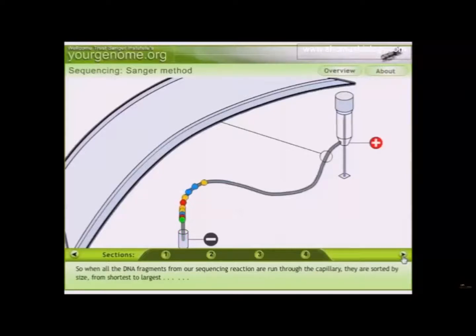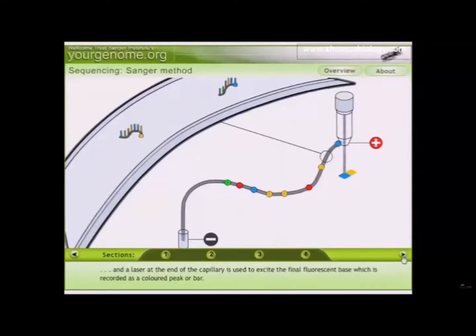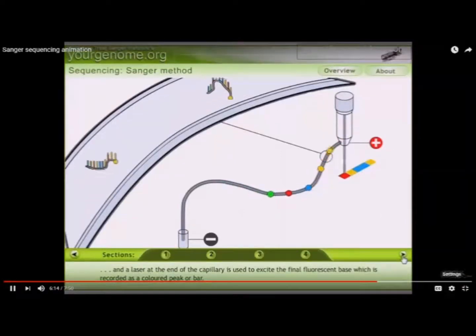When all the DNA fragments from your sequencing reaction are run through the capillaries, they are sorted by size from the shortest to the largest. The shortest one is going to be the fastest, and the largest ones are going to be the slowest. The laser at the end of the capillaries is used to excite the final fluorescent bases, which is recorded as a colored peak or a bar. Each time it passes through the detector, it measures the fluorescence and gives a peak or a bar.